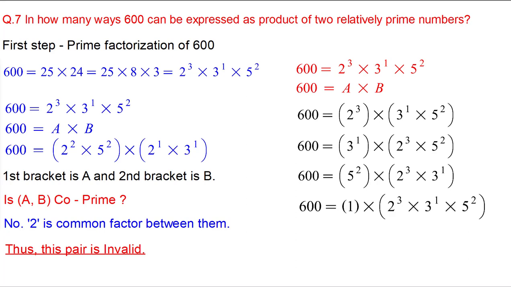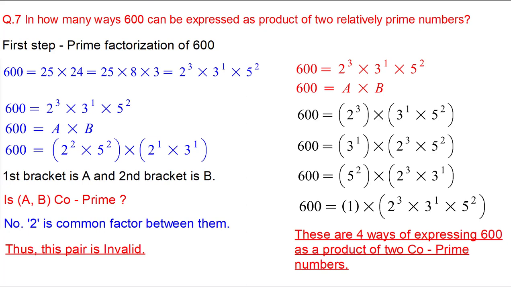And the fourth possibility is 600 equal to 1 into 2 cube into 3 to the power 1 into 5 square, where the first bracket is a and the second bracket is b. So here a, b represent a coprime pair. Is there any other pair? No, there is no other pair. So in how many ways can we express 600 as a product of two coprime numbers? There are a total of 4 ways.